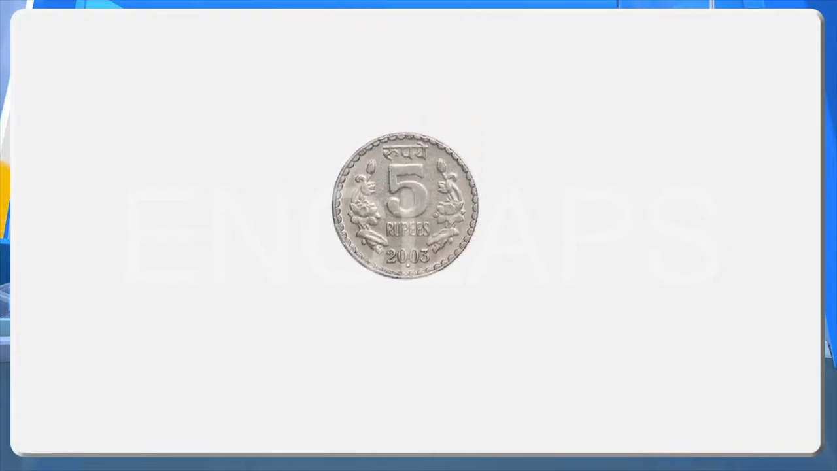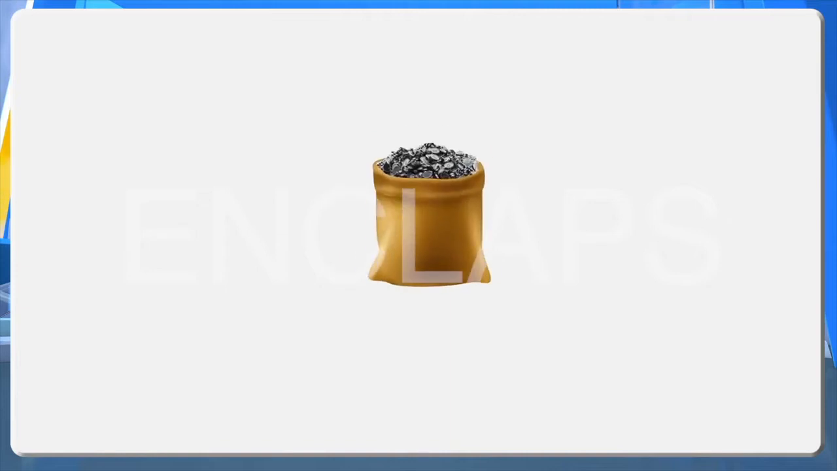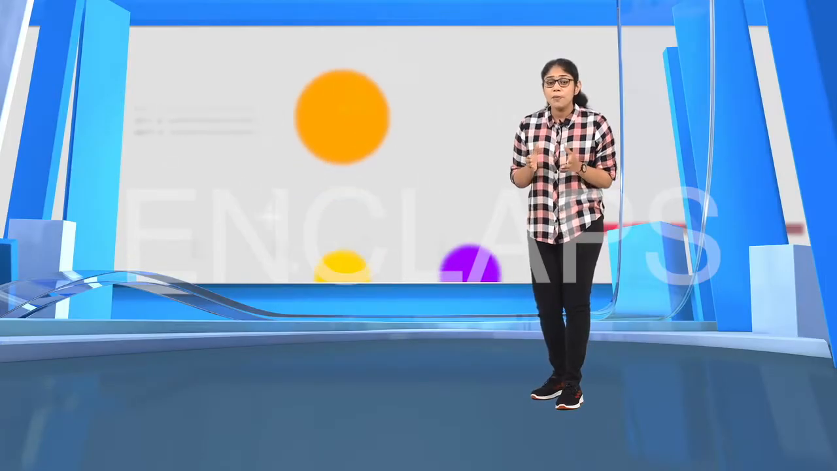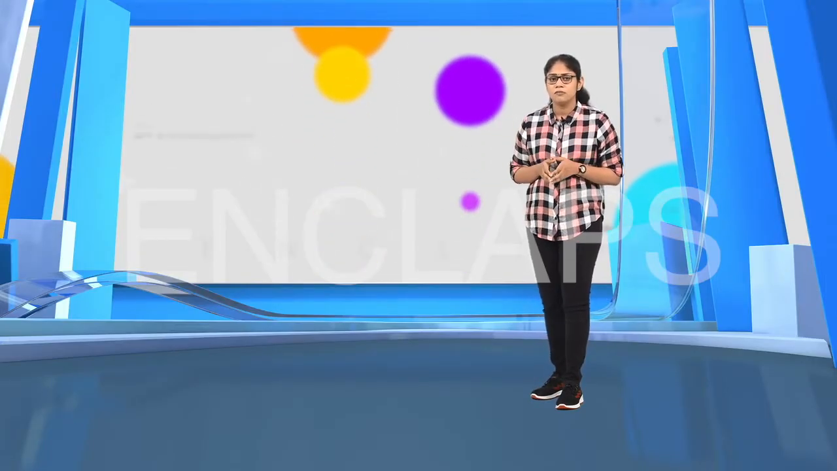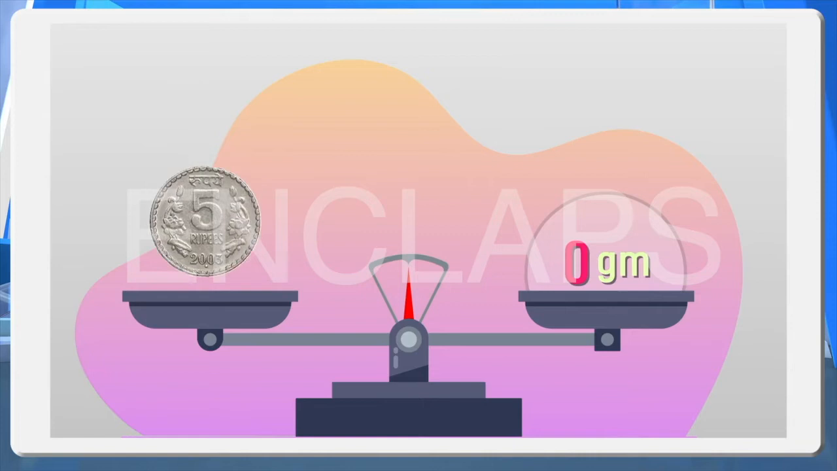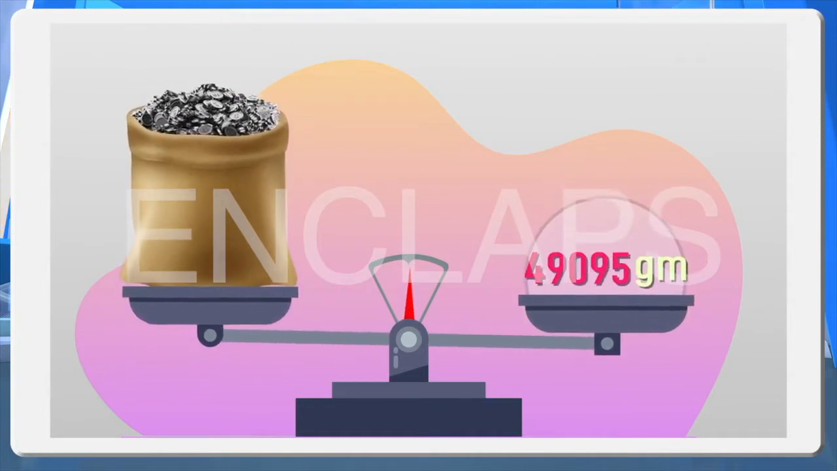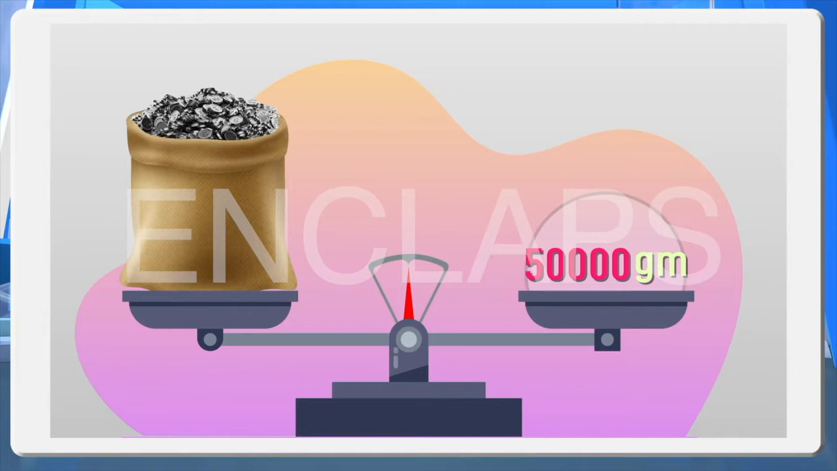Here you can see a 5 rupee coin and a sack of 5 rupee coins which are alike. Can you find the number of coins in the sack? It is difficult to count all the 5 rupee coins. The weight of one 5 rupee coin can be found as 5 grams. We can also take the weight of the sack of 5 rupee coins, and it was found to be 50,000 grams.